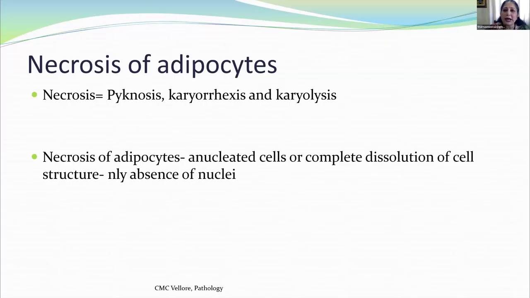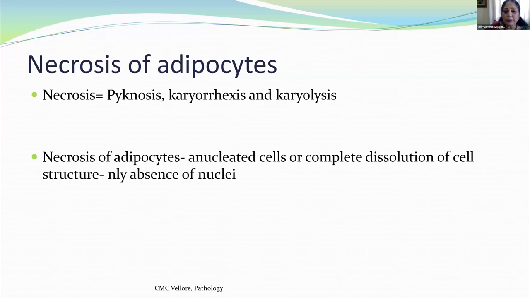Necrosis is defined as pycnosis, karyorrhexis, and karyolysis. That is, shrunken nuclei, fragmentation of the nuclei, and breakage of the cell itself. In the case of the panniculus, you have either anucleated cells or complete dissolution of the structure or just absence of nuclei. All these can be seen when there's necrosis of adipocytes.